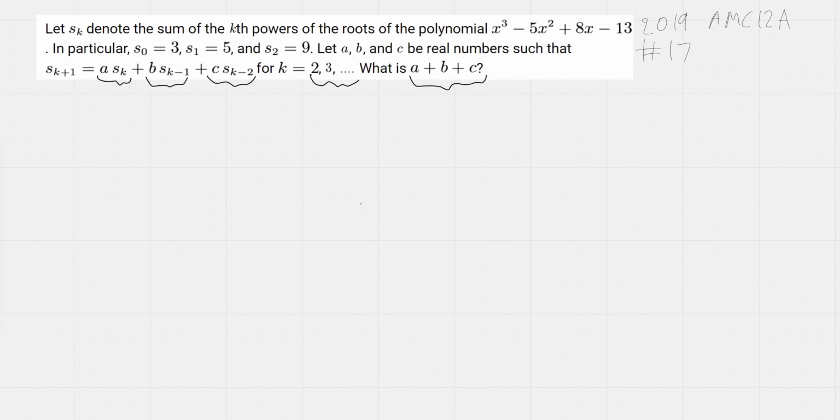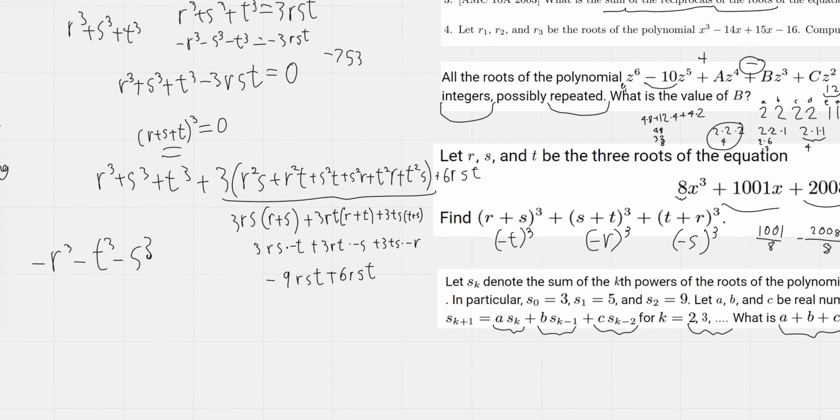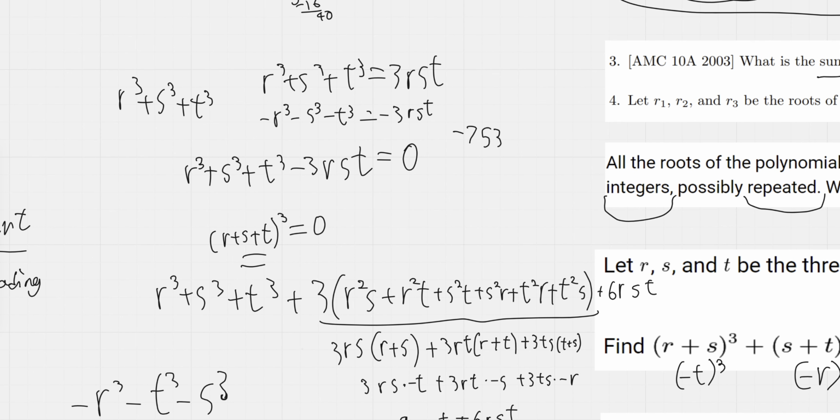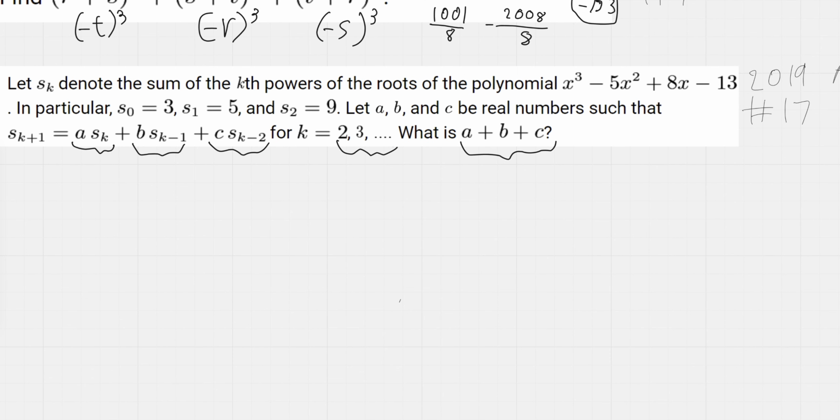So this idea of the sum of the kth powers of the roots of a polynomial is actually a very well-known idea, and to find it we use a technique known as Newton's sums. And we kind of use that here, right? Because r cubed plus s cubed plus t cubed is the sum of the kth power of the roots. But this technique is much more generalizable.